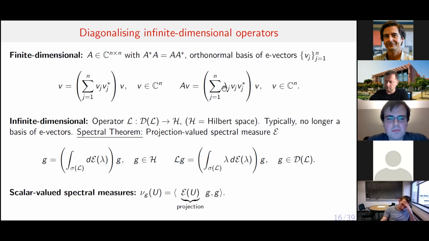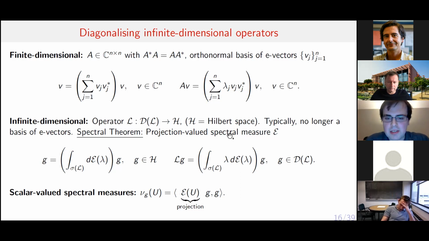So when we jump to infinite dimensions, say an operator L on a Hilbert space, typically there's no longer even a basis of eigenvectors. Okay, so you can't write down something like this. But the spectral theorem says that you can do something very similar, which is to replace these projections here by something called a projection valued spectral measure. So this sounds horribly scary, but on the next slide, I'm going to try and convince you that it's just a bit like a Fourier transform.